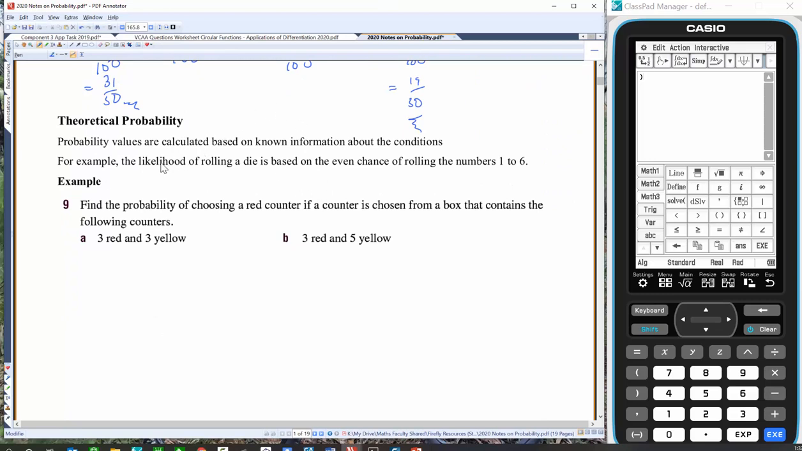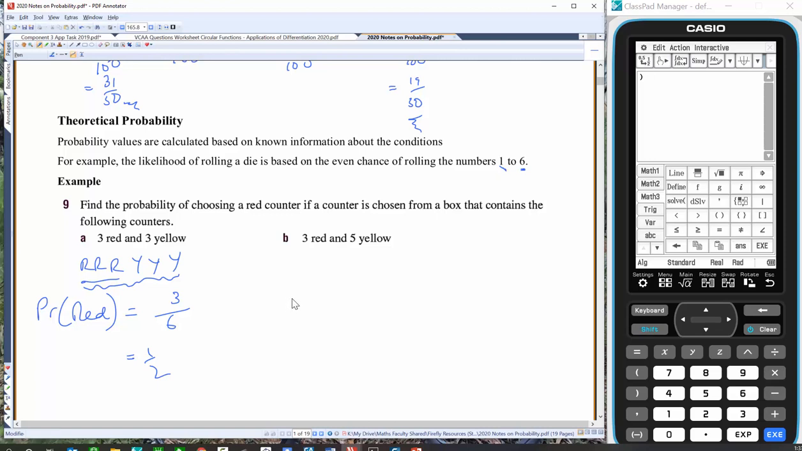Okay, so now on to theoretical probability. Probability values that are calculated based on known information about the conditions. For example, the likelihood of rolling a die based on the even chance of rolling the numbers 1 through 6. So find the probability of choosing a red counter if a counter is chosen from a box that contains the following counters. In the box we've got a red, a red and a red, and a yellow, and a yellow. So we're doing the probability of choosing a red counter, and we're noting that there's 3 red counters out of the 6 total counters. So there's basically a 1 in 2 chance of getting a red counter.